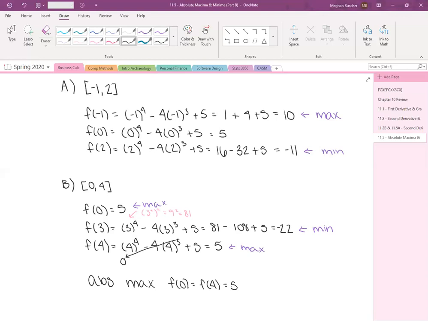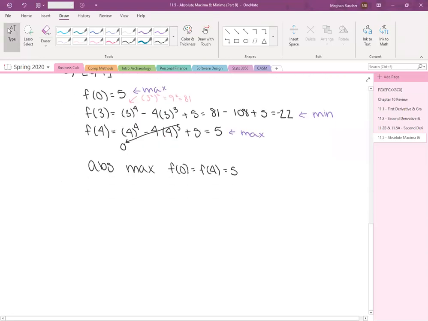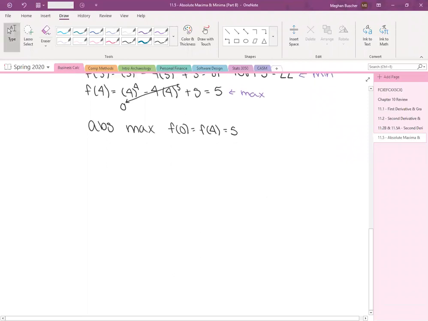What's the difference between local min and absolute? Or I guess like local max and min and then absolute. So that is best explained through pictures. So let's just do a little subsection here. We're going to do local versus absolute.